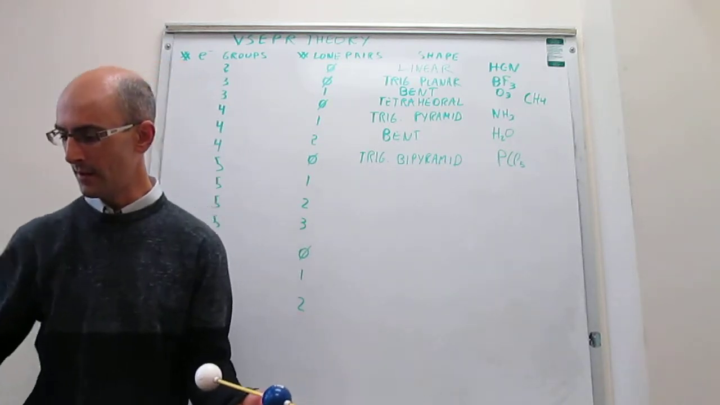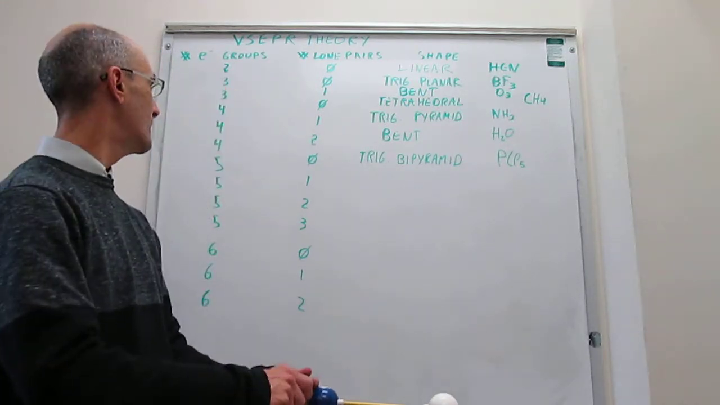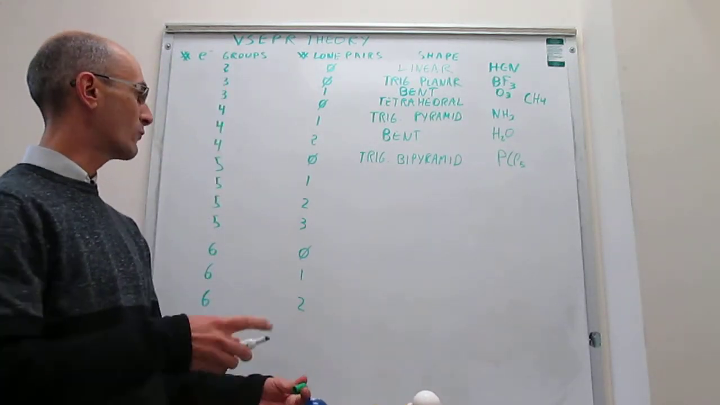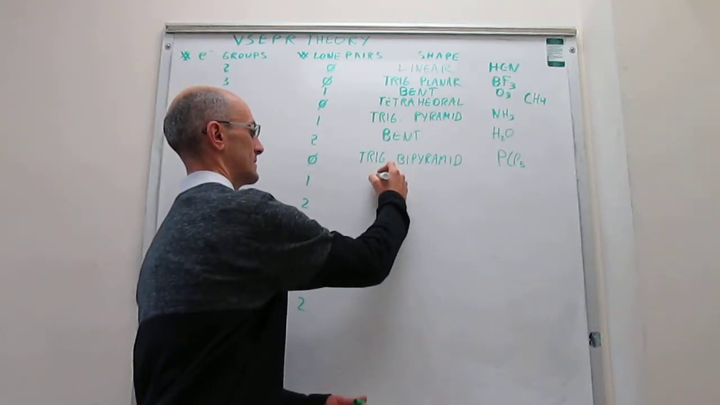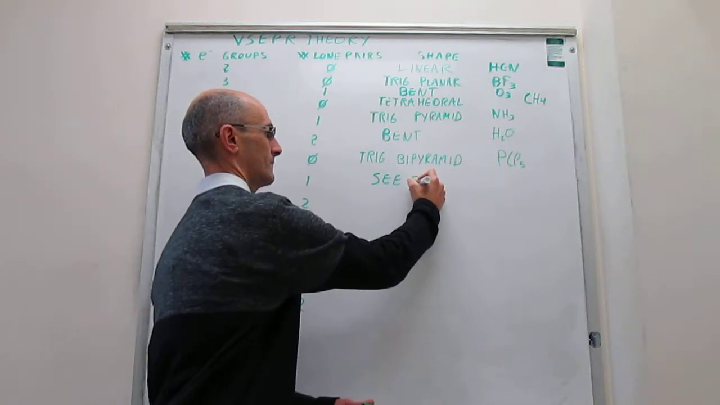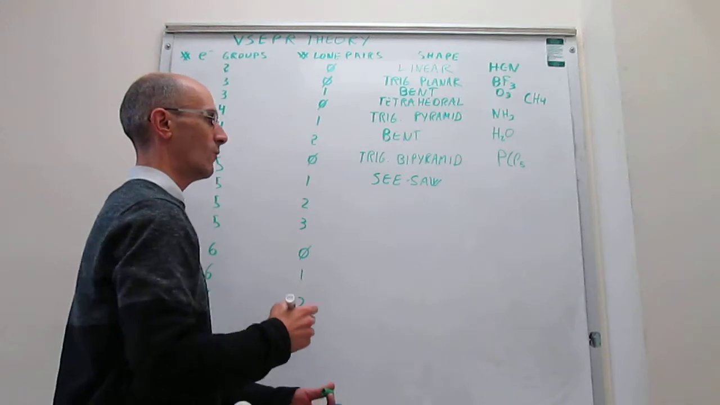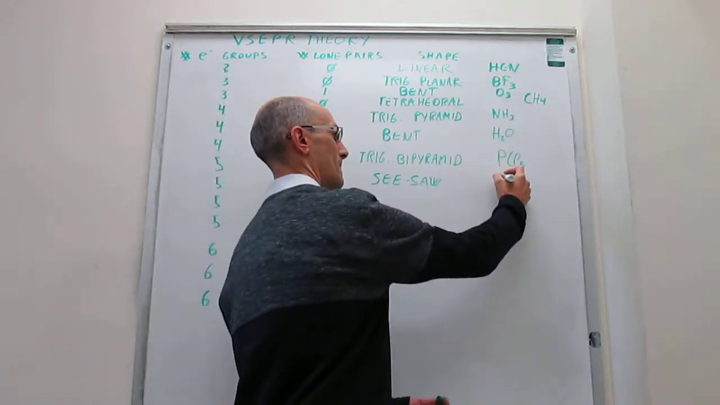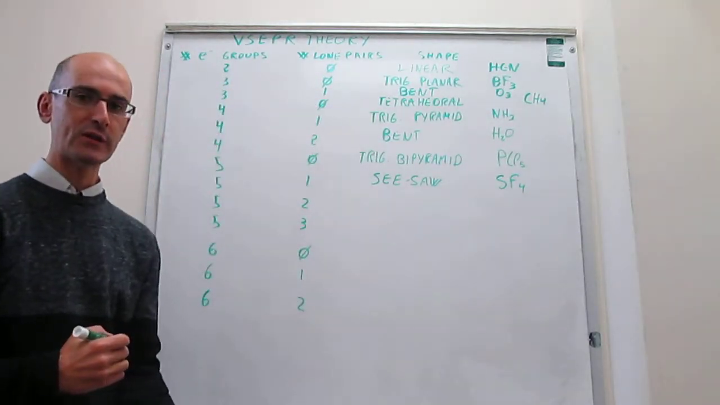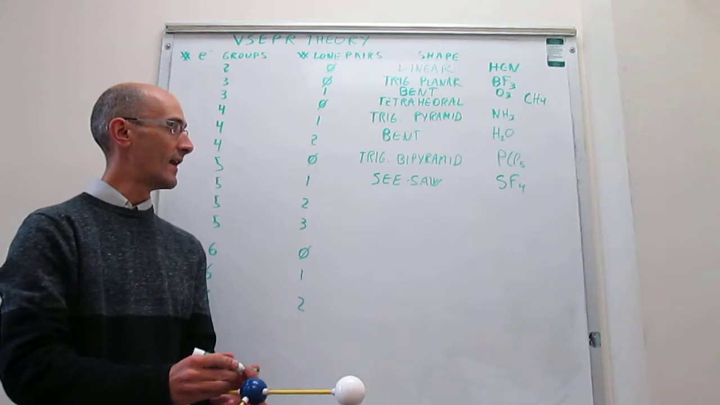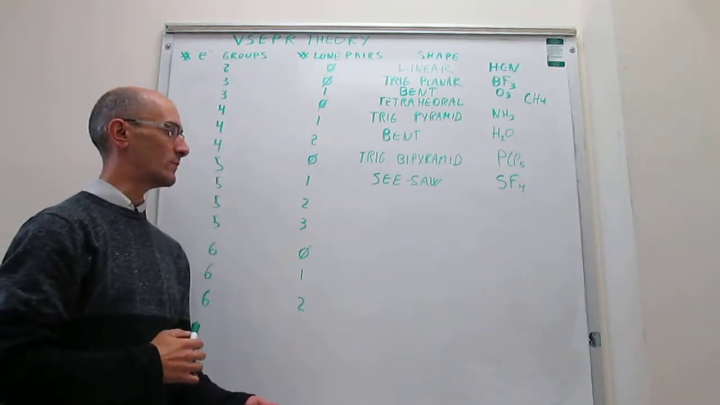Okay, so again, going back to our table, we can say that the shape for when you have 5 electron groups, but one of them happens to be a lone pair, that is what we call a seesaw. Okay, and an example for a seesaw would be SF4, sulfur tetrafluoride. And again, I encourage you to draw the Lewis dot structure and verify that SF4 really corresponds to 5 electron pairs, where one of them should be a lone pair.